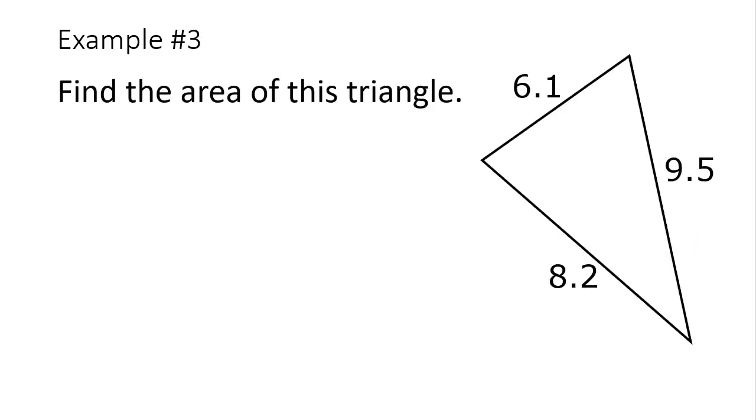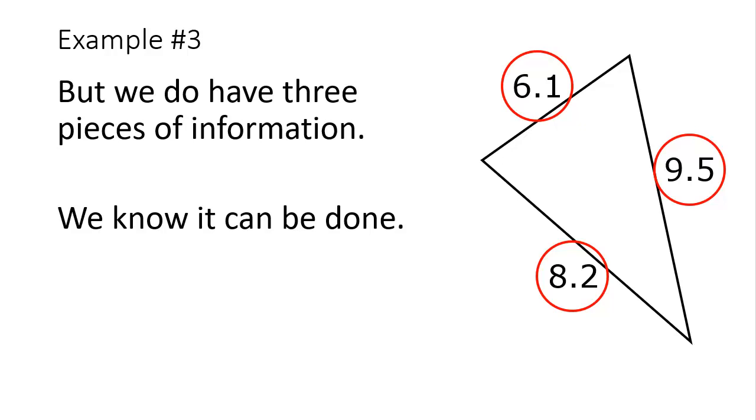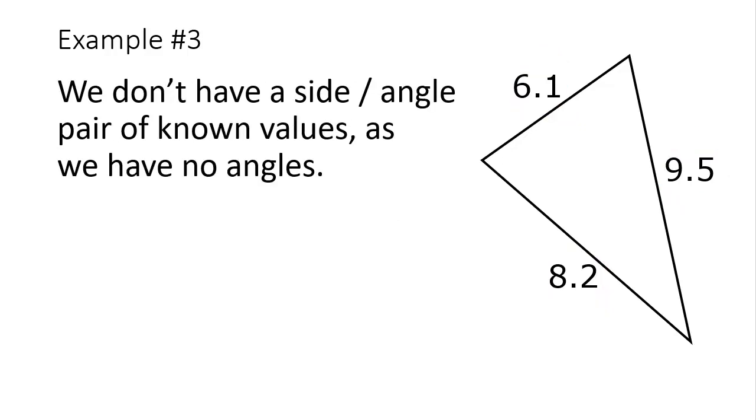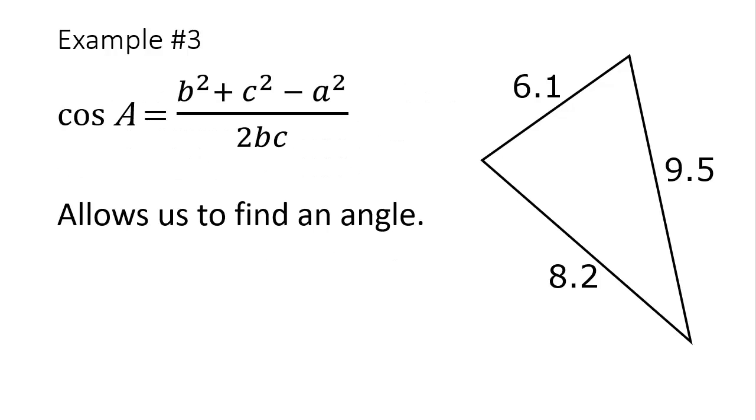Final example. We're asked to find the area of this triangle. Well, the area of a triangle, half BC sine A, that needs an angle, and we don't have an angle. So we're going to have to do an intermediate step to get an angle first. We do have 3 pieces of information. We know it can be done. It's just a matter of how. We can't use the sine rule. We've got no angles to work from, and they always need a sine rule. We always need an angle, so we're going to have to use the cosine rule.